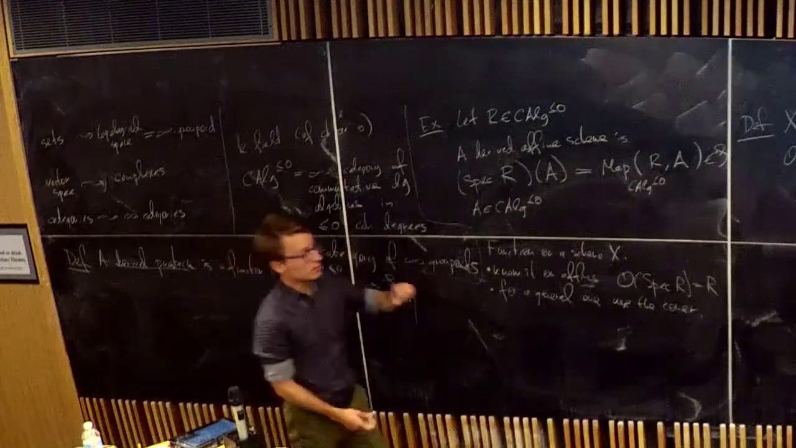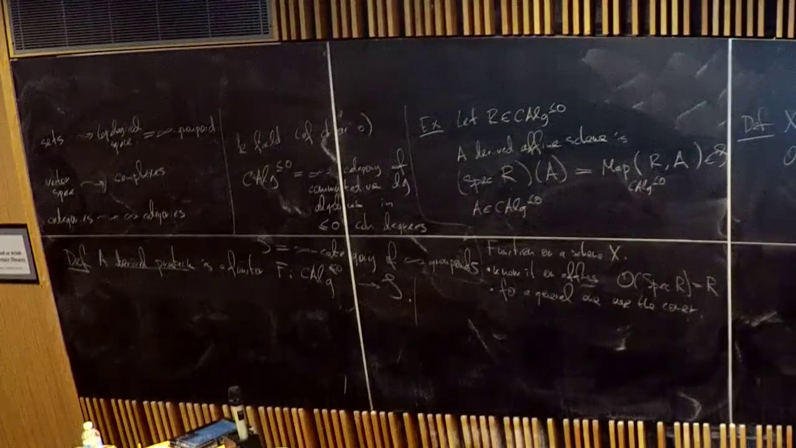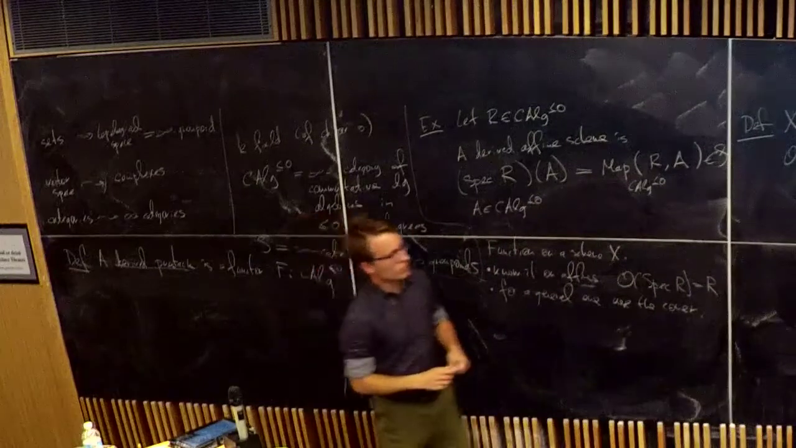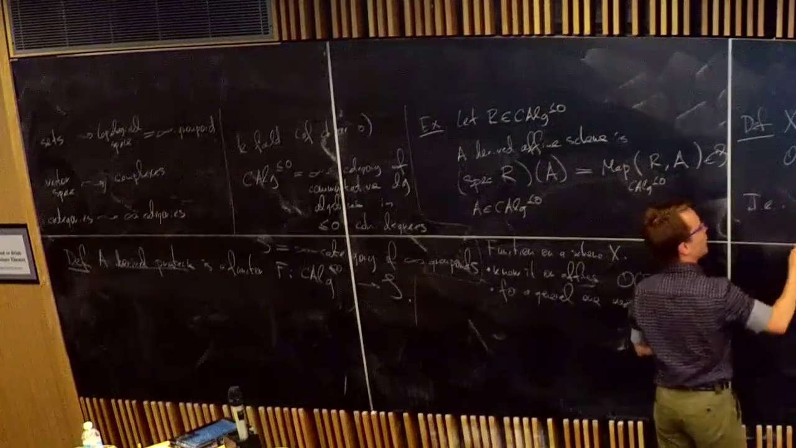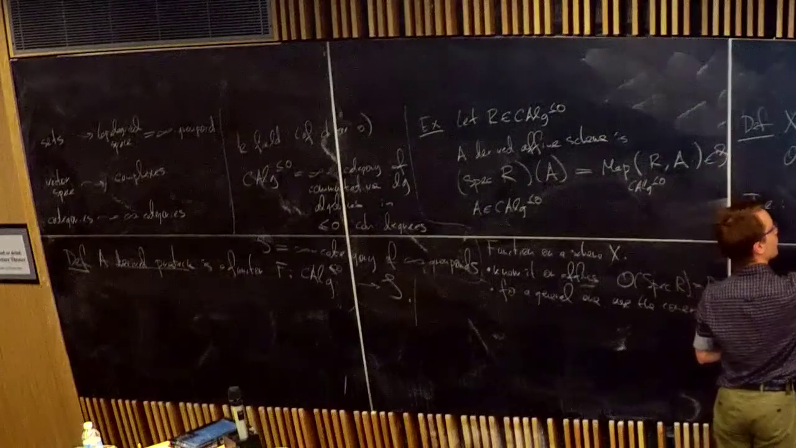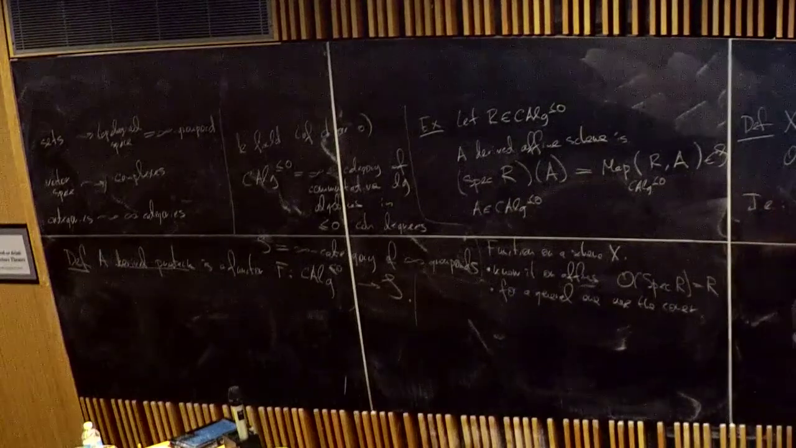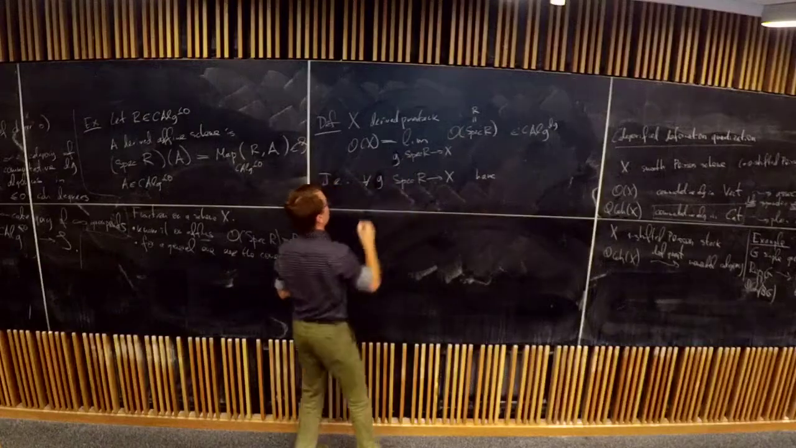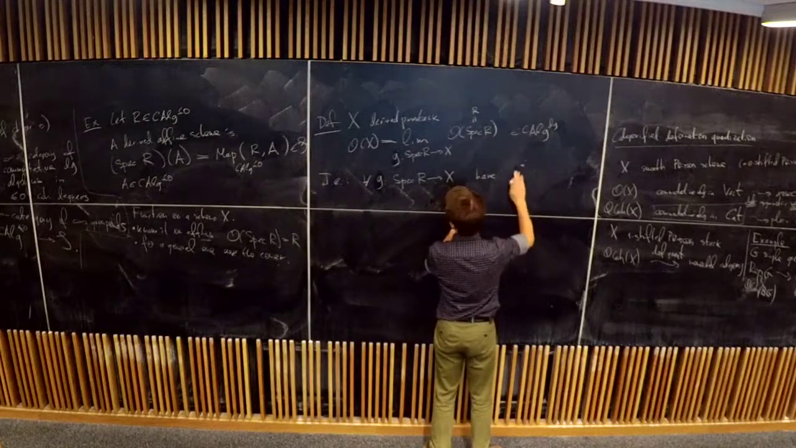Okay, so what did I write? What does this limit mean? Functions on Spec R, again, is just R. Okay, so what is an element of a limit? Well, it means for any affine scheme mapping into X, I'm supposed to give you an element of R. Let's call the map g. You have an element of R, which I will denote by g pullback of f.